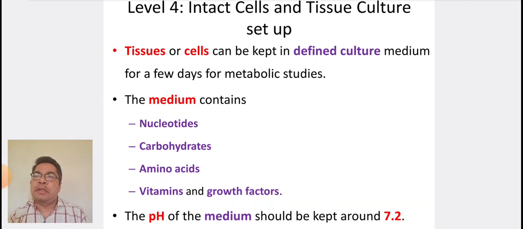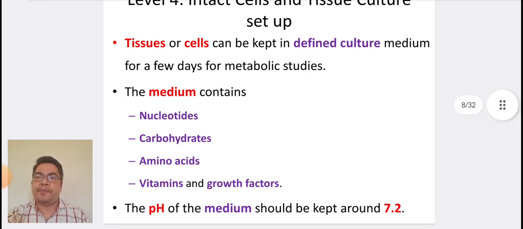Level 4, intact cells and tissue culture setup. Tissues or cells can be kept in defined culture medium for a few days for metabolic studies. The medium contains nucleic acids, carbohydrates, amino acids, vitamins, and growth factors. The pH of the medium should be kept around 7.2.